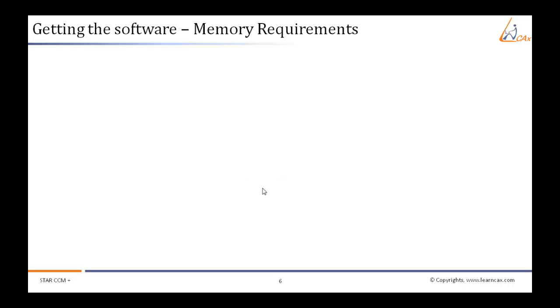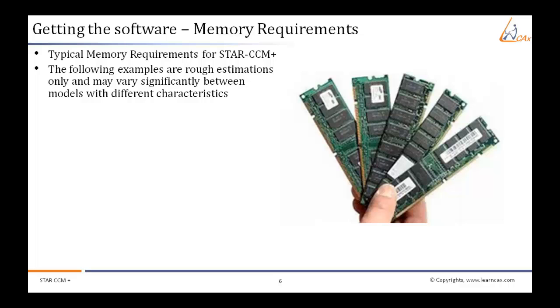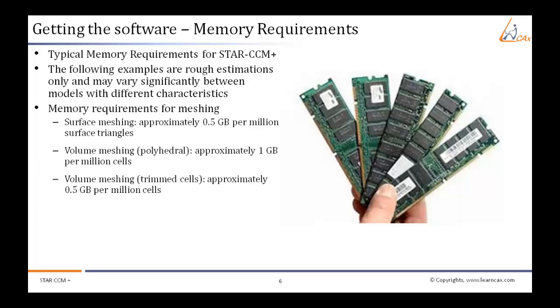Now the memory requirements. If you start running STAR CCM+, what sort of RAM requirements are necessary? Typical memory requirements are recommended for STAR CCM+. For example, for meshing, in order to generate surface mesh, approximately 0.5 GB per million surface triangles is required. If you are creating a polyhedral volume mesh, about 1 GB per million cells is consumed. And if you are generating a trimmed cell volume mesh, approximately 0.5 GB per million cells is consumed.